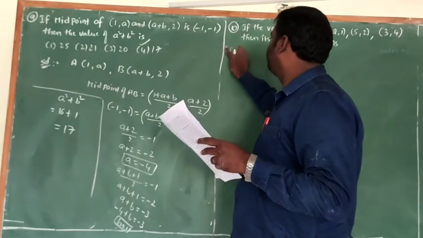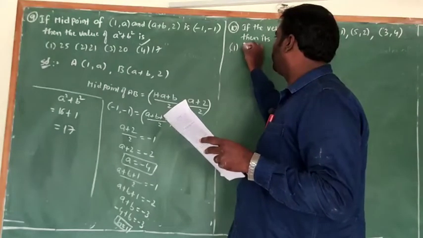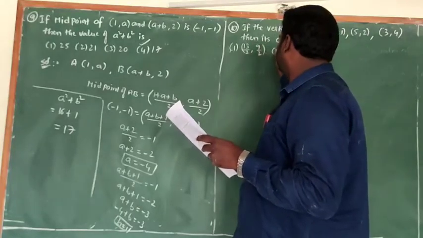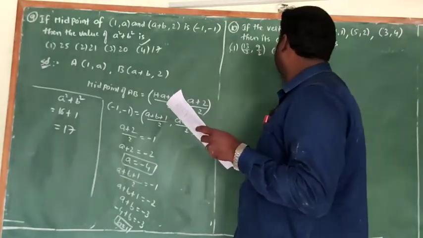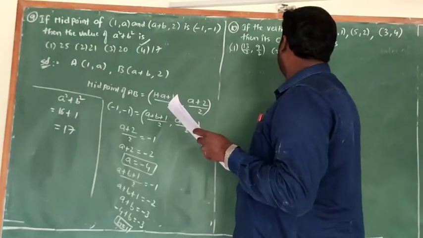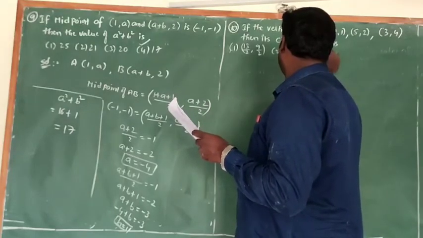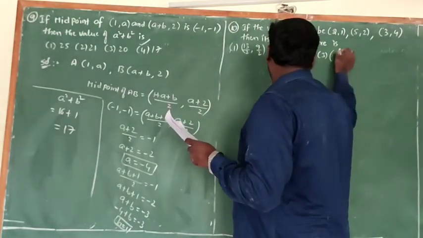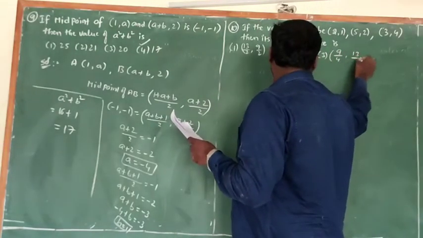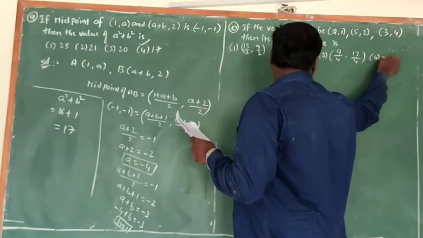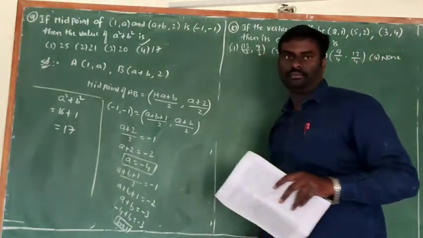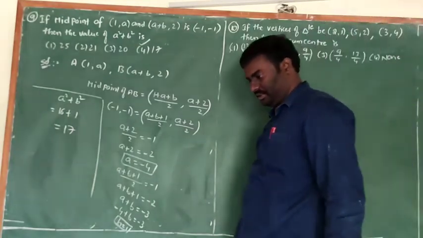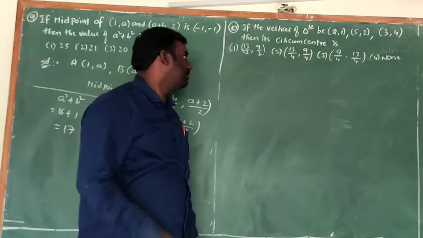First option 13 by 2, 9 by 2. Second option 13 by 4, 9 by 4. Third option 9 by 4, 13 by 4. Fourth option, none of these. Okay, we need to find the circumcenter of the triangle. Okay, solution.